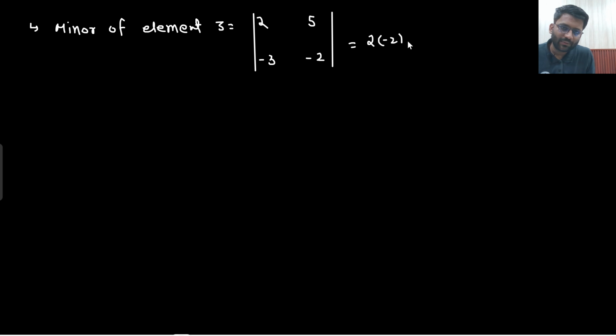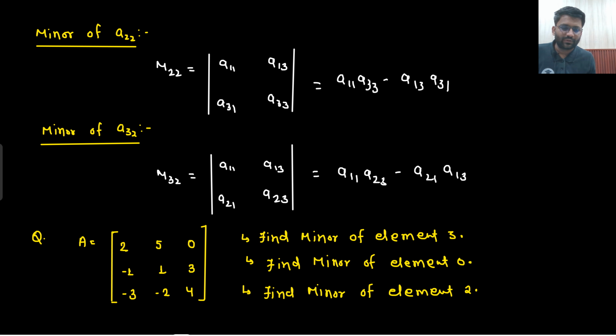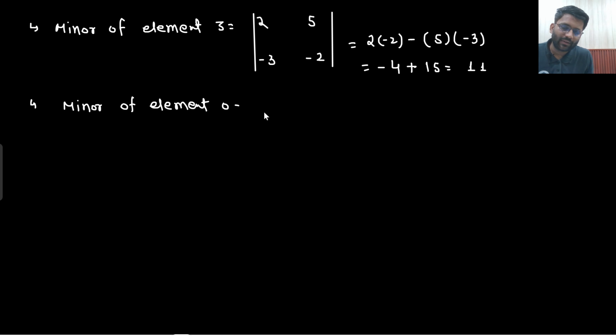So 2 multiplied with minus 2, then minus sign, then 5 multiplied with minus 3. So what are you getting? Minus 4 plus 15. What will you get? 11. Okay. Then you need to find out the minor of element 0.